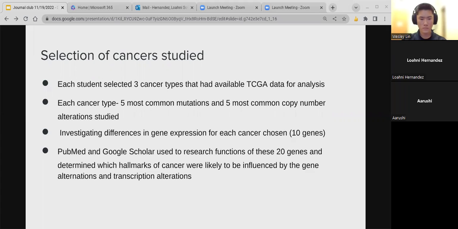If you have been keeping tally, the 20 genes stem from combining the 5 most common mutations, 5 most common copy number alterations, the 5 upregulated genes, and the 5 downregulated genes.